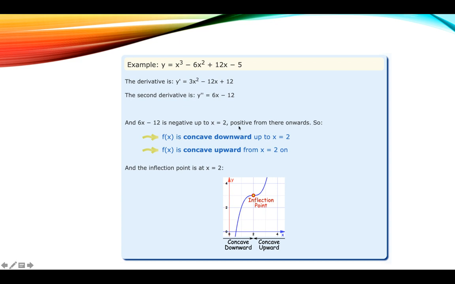And so f of x is concave downward up to x equals 2, and f of x is concave upward from x equals 2 on. So here's a picture with our inflection point at 2, and here it's concave down, okay, and here it's concave up.